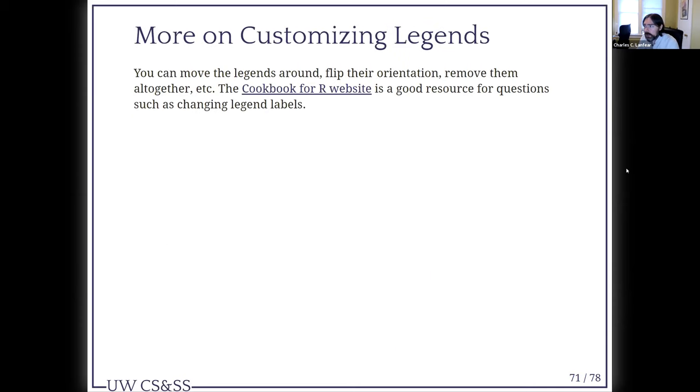Okay, so more on customizing legends. The uplifting topic of genocide, yes. You could do things like move legends around, flip their orientation, remove them, a lot of things you can do. I would recommend going to the cookbook for R to look at these sorts of things. Don't try to memorize all this stuff. Just know if you want to do it, there's a way to do it. The trick is finding it. Go to a website like this. Don't try to just do question mark on scales and stuff, at least not at this stage. You'll figure it out over time.